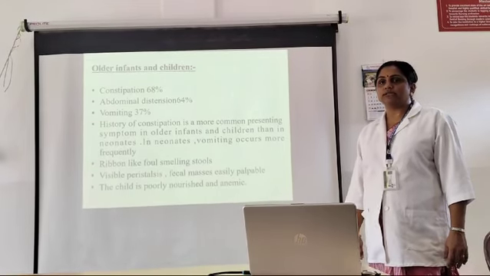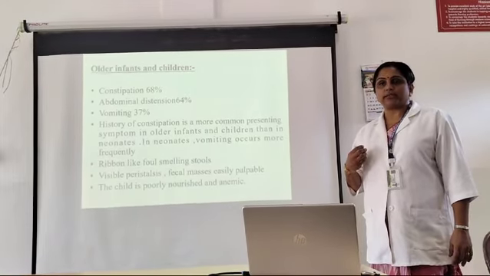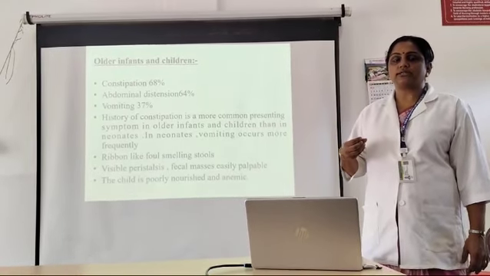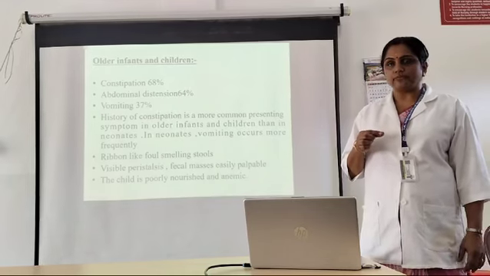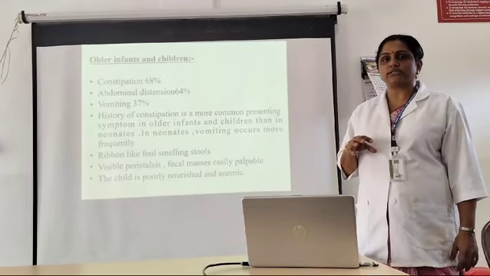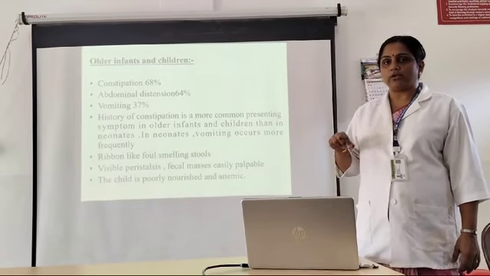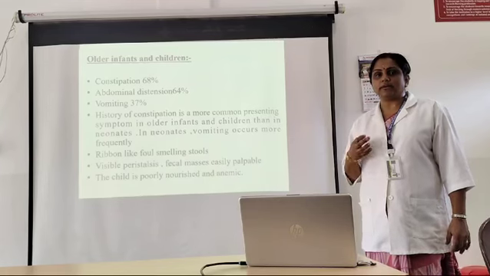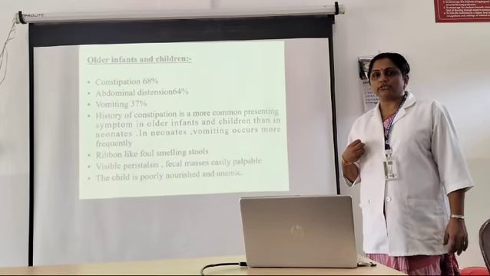Why does this occur? The ganglionic cell is absent. In that case, an obstruction will occur. In the colon, the pathway will be narrowed due to the obstruction. In that colon, there is a narrowing pathway. Through that pathway, the stool will pass like a ribbon. Ribbon-like stool will occur.